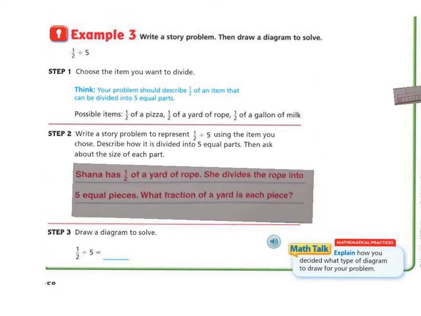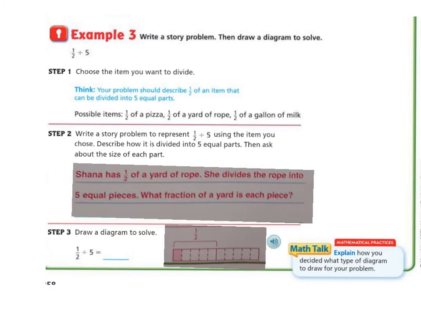So let's draw a picture of that. There we go. There's a picture. So I have a half divided by 5. So here's my half, right? So I have a half and a half because this is a whole. And if I divide it by 5, 1, 2, 3, 4, 5, then I only have 1 right here, right?